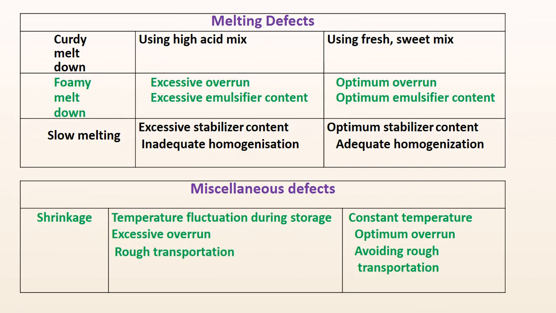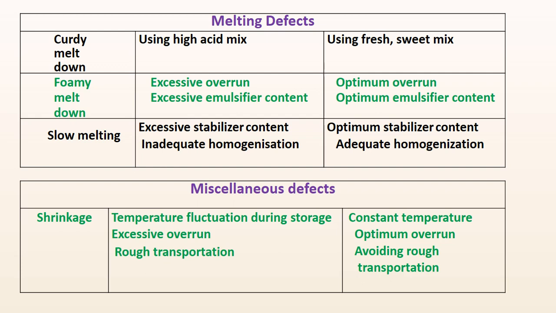We will see the melting defects in ice cream. The first one is curdy meltdown. The cause is using high acid mix, and the prevention is using fresh sweet mix. The second one is foamy meltdown. The cause is excessive overrun and excessive emulsifier content. The prevention is optimum overrun and optimum emulsifier content.